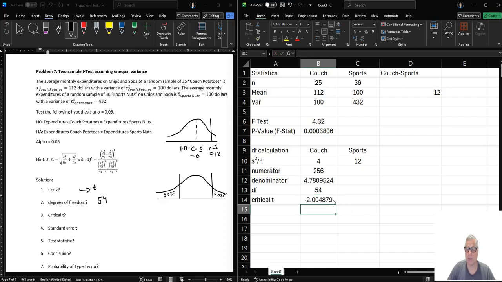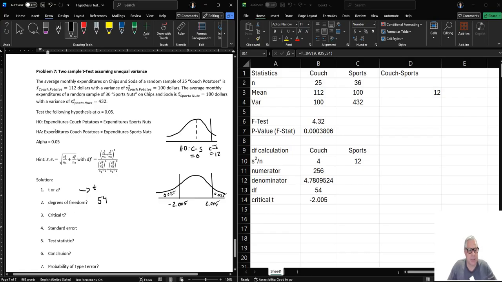So our critical T is essentially negative 2.005, and to the right it is positive 2.005. So our critical T is plus minus 2.005.